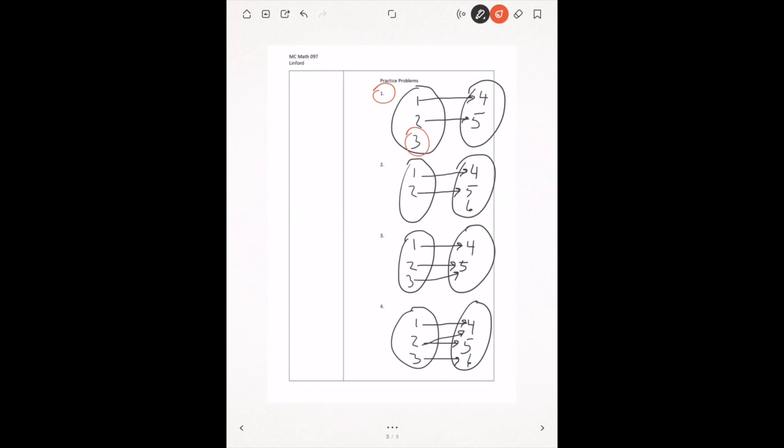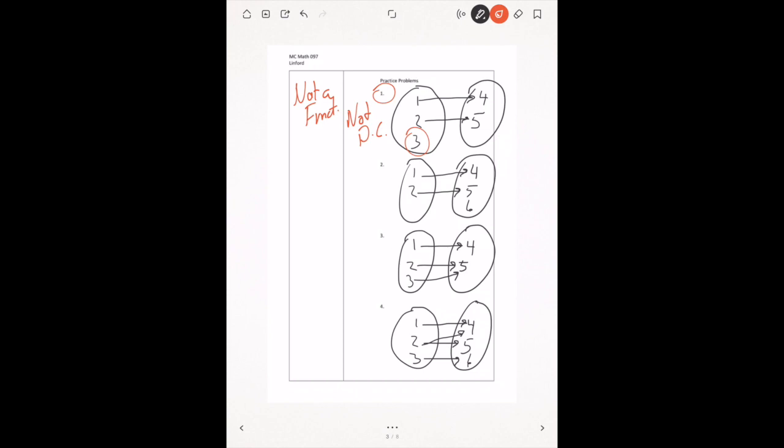So this is not domain complete. I'll abbreviate it DC. So this is not a function. Let's take a look at the next one.